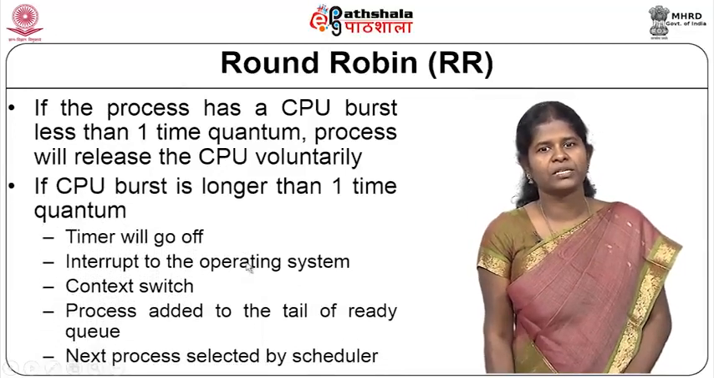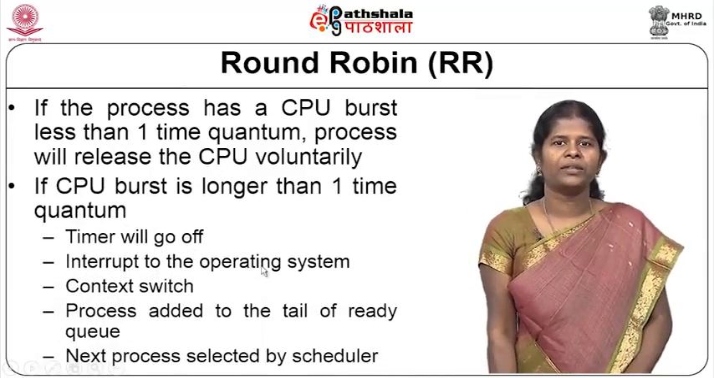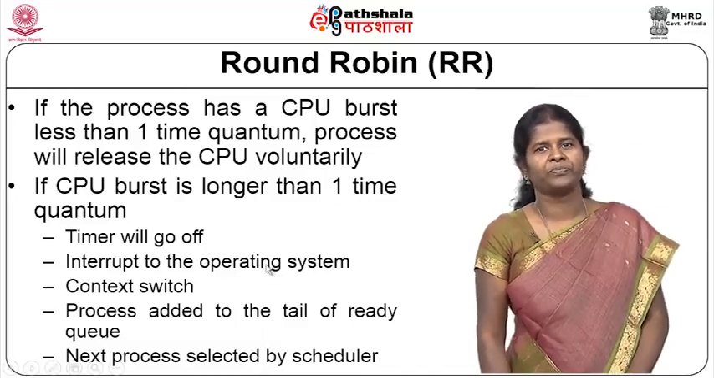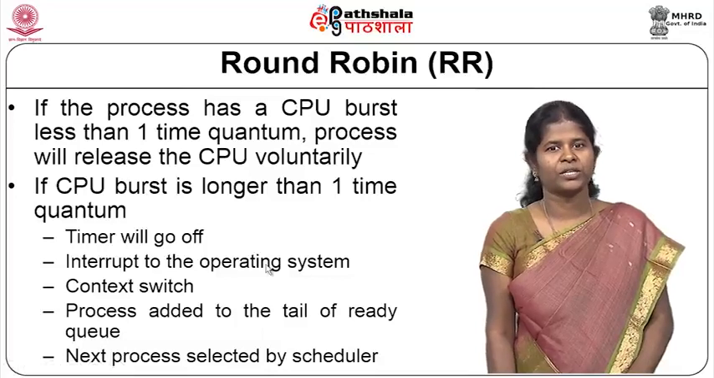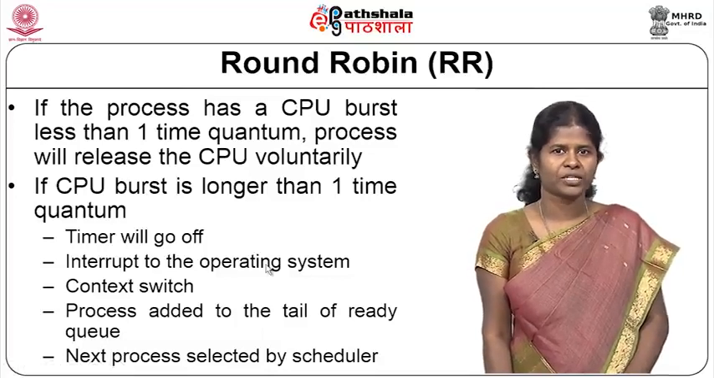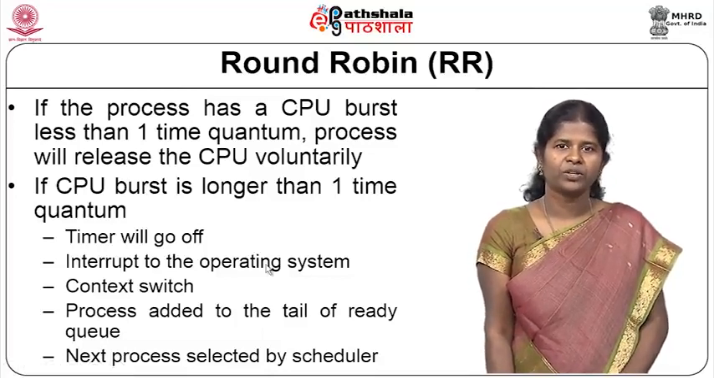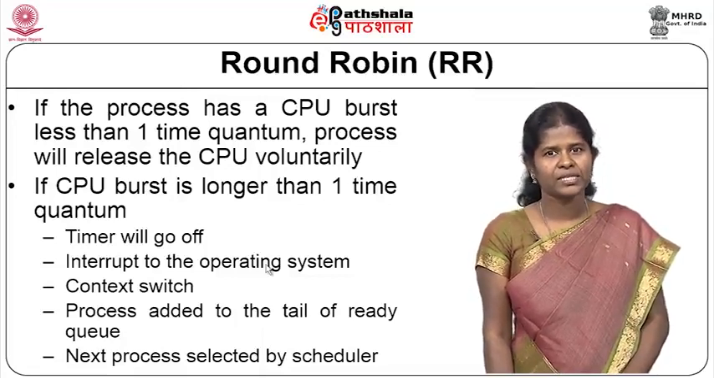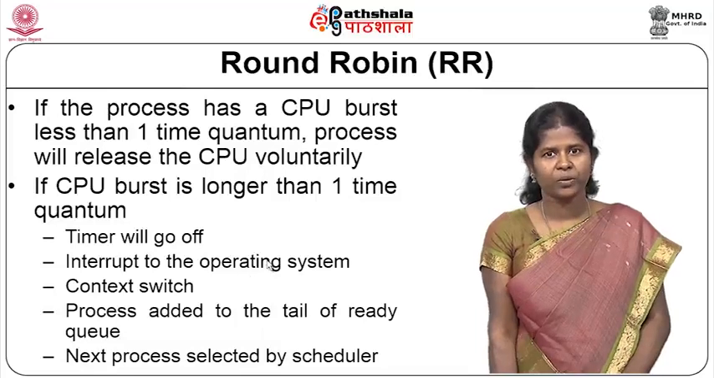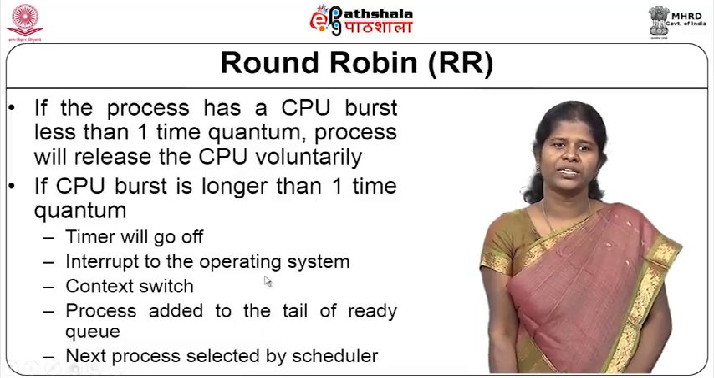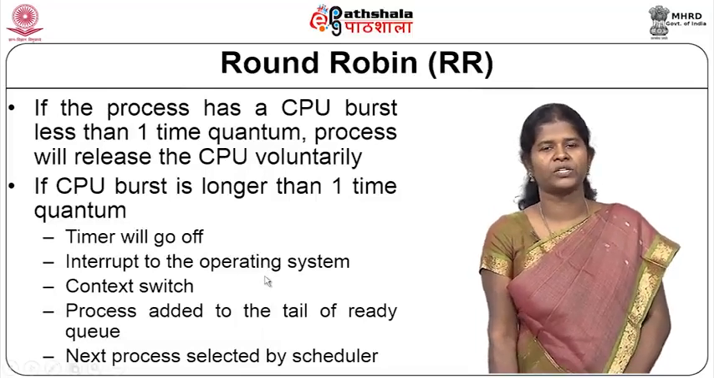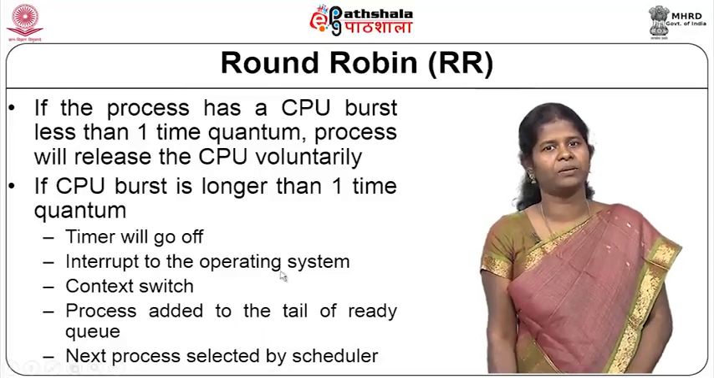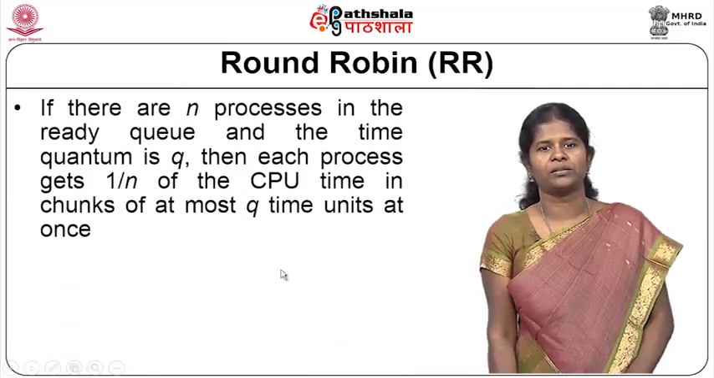And if the CPU burst is longer than one time quantum, then the timer will go off and an interrupt will be given to the operating system. There should be a context switch. The context of the currently running process will be saved and the context of the new process will be loaded into the system. And the process which currently used the CPU will be added to the tail of the ready queue, and the next process will be selected by the scheduler, whichever has to be given the CPU, and it will be given the CPU.